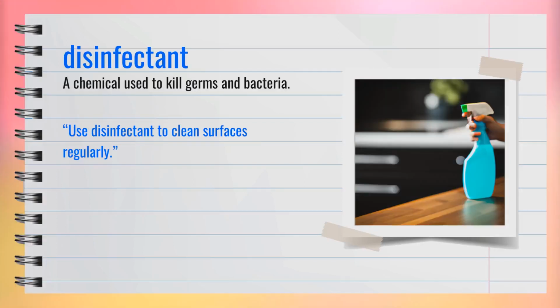The word disinfectant is a noun. It is a chemical used to kill germs and bacteria. Let's try pronouncing it, disinfectant. A similar word is antiseptic. For example, use disinfectant to clean surfaces regularly. Simply put, disinfectant is a chemical for killing germs.